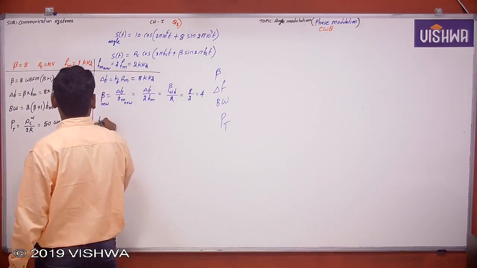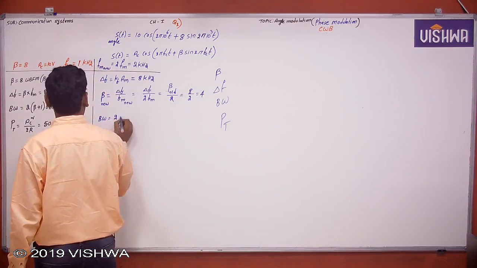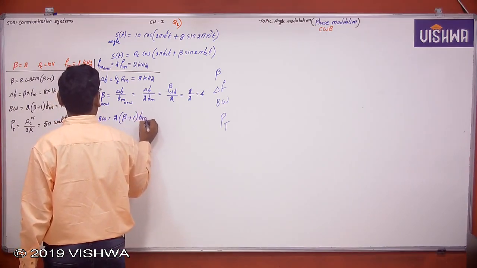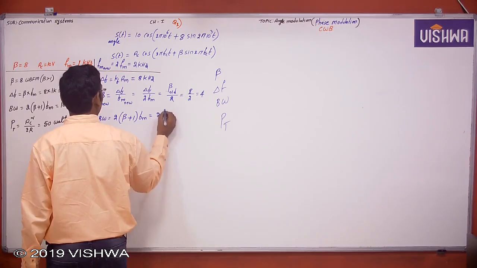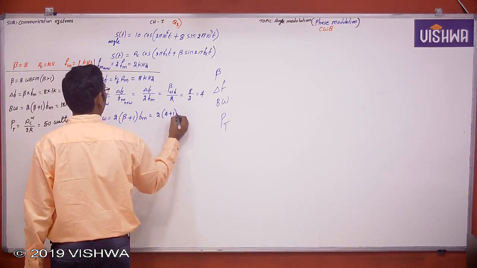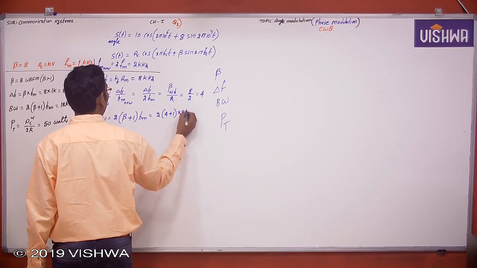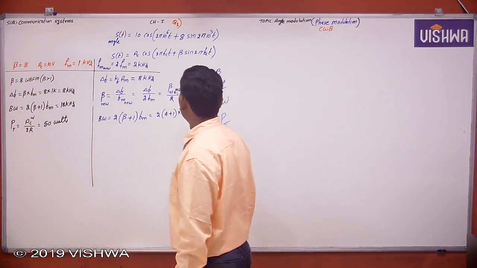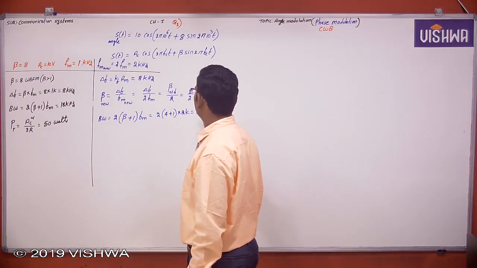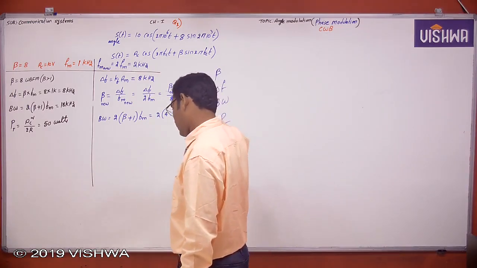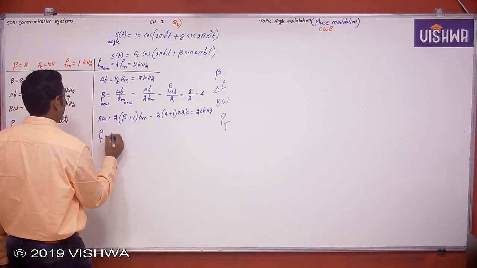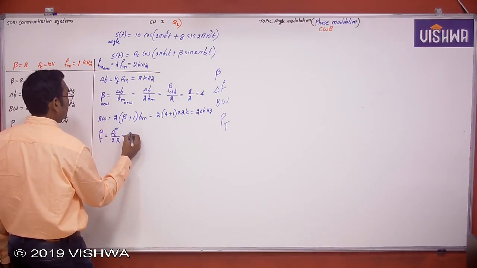Now the bandwidth is equal to 2 into beta plus 1 into fm. Beta is changed: 4 plus 1, and fm is changed to 2 kilo, which is equal to 5 into 2, 10 into 2, 20 kilohertz. Now the total power is equal to Ac square by 2R, which is equal to 50 watts.